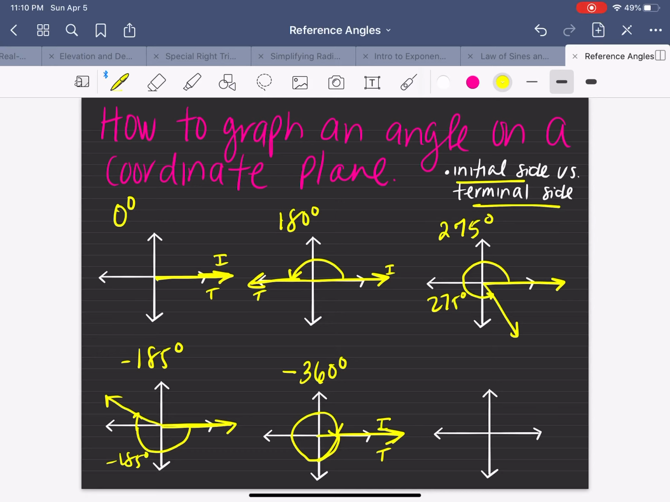Now let's graph 720 degrees. It's positive, so we're going to go counterclockwise. 90, 180, 270, 360. Notice that 720 is basically 2 full revolutions. So in this problem again, the initial side is also our terminal side.